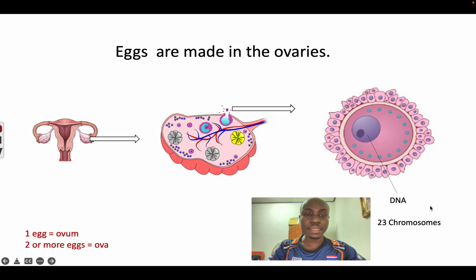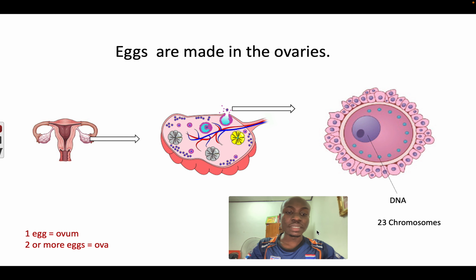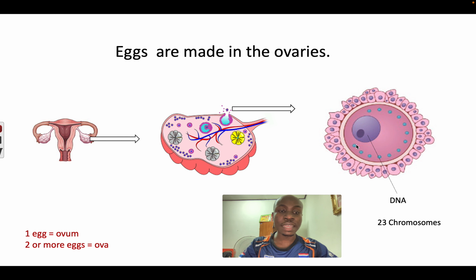What about the egg? The eggs are made inside the ovaries. And in this picture you can see many eggs in one ovary. The egg also has DNA inside the nucleus. It has 23 chromosomes from the female. Now, in science, we call one egg an ovum. If we have two or more, we call that ova. Ovum and ova.